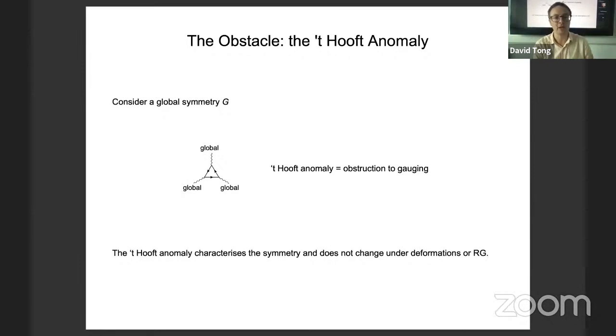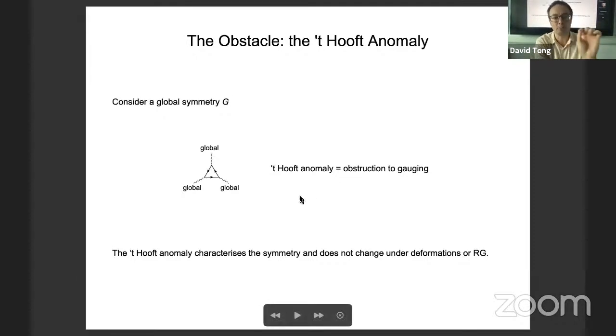If it's a non-abelian symmetry, all states fall into appropriate multiplets. However, the 't Hooft anomaly is an obstruction to gauging the symmetry. So if you compute the 't Hooft anomaly for a particular symmetry and it's not zero, it's an obstruction to coupling that symmetry or that current to a gauge field.